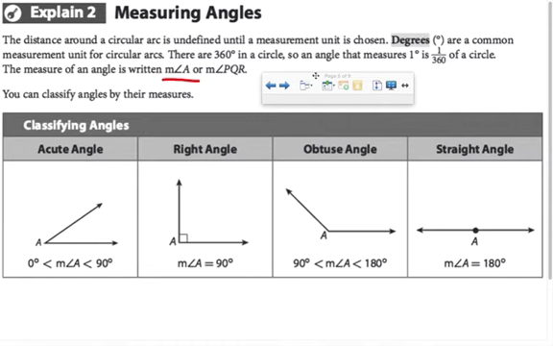An acute angle is basically less than 90, of course being positive. In this class, angles are positive. An obtuse angle would be between 90 and 180, and a straight angle is exactly 180.